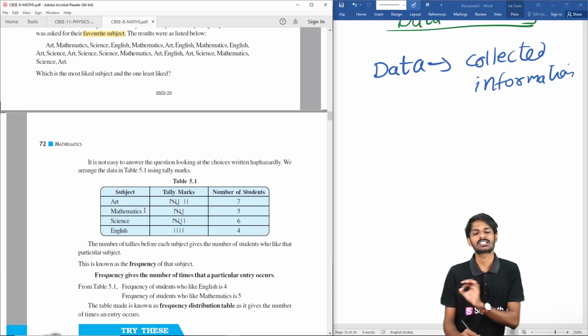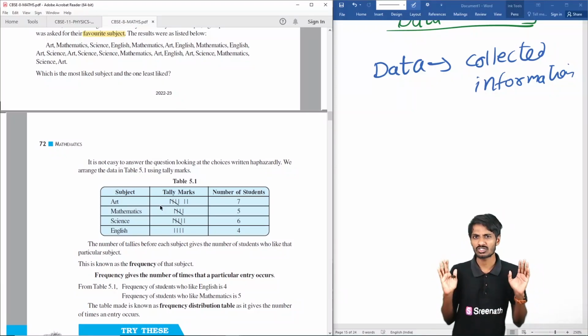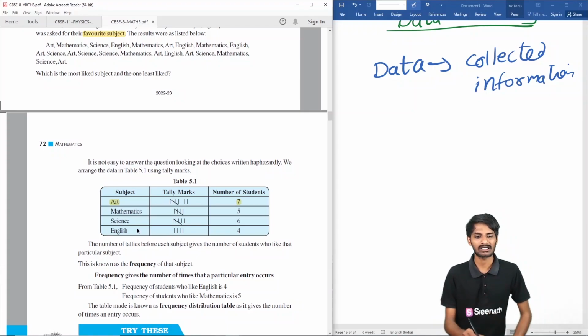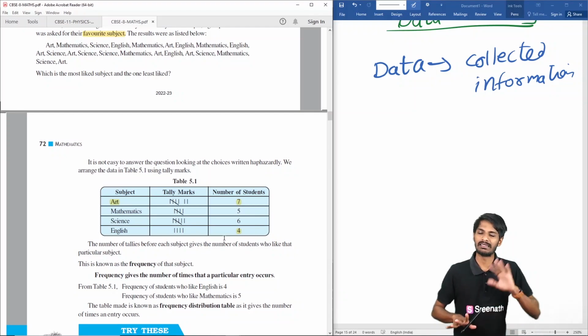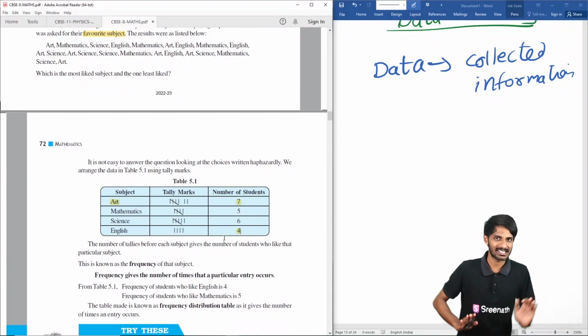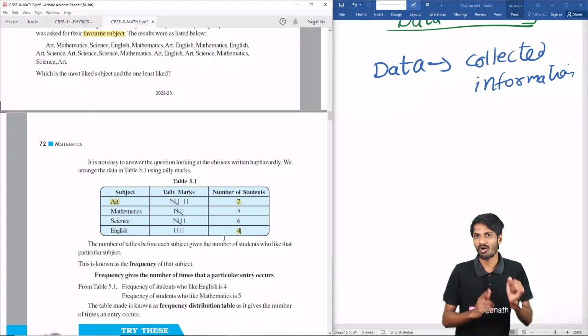By seeing this table, if I ask you which subject is mostly liked, you can say shortly within a second that the art subject is mostly liked. Why? Because 7 students liked it. And which subject is not liked? You can simply say that English is not liked, because the number of students is 4. So this is the difference you will get when you organize the data and when you do not organize the data. That is the difference between the organized data and the unorganized data, students.